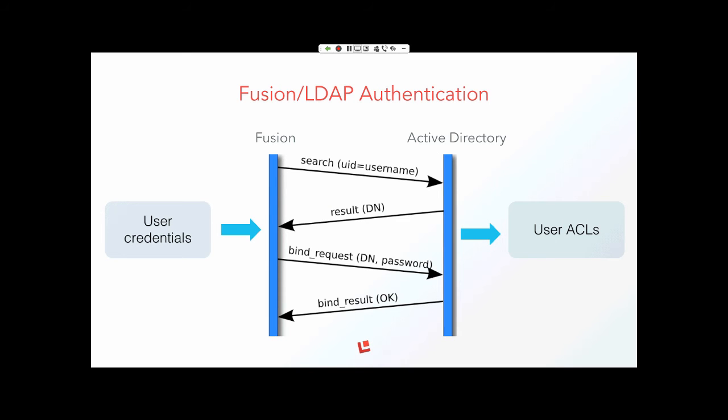Here's an overview of security trimming, how it works within Fusion when querying. The user credentials are passed into Fusion. Fusion will create an LDAP query, which will query Active Directory and return a set of user access control lists. These access control lists are then compared with the specific documents in the collection.